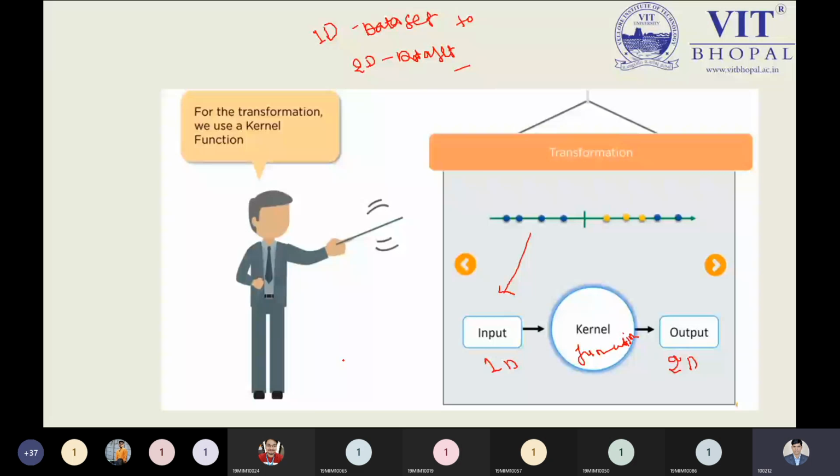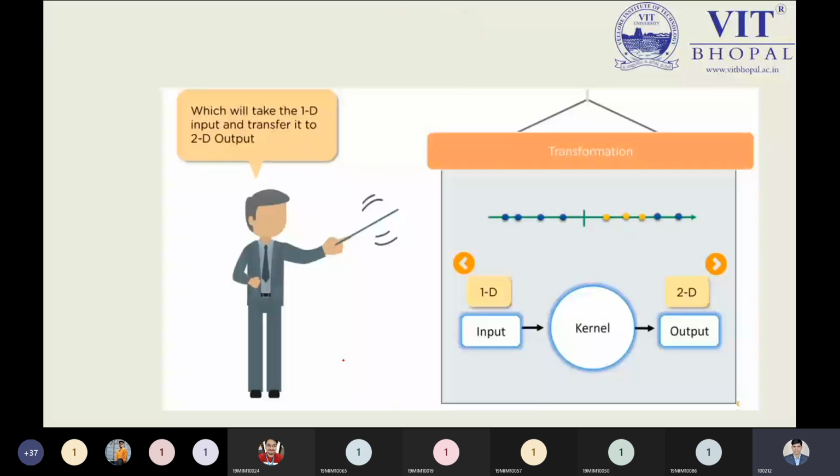Input will be given as one dimension, and output will be two dimensions. Over this slide, you can see. That is an important one. We need to keep the kernel function in mind, and I will tell you the kernel function in more detail in the next class. Don't worry. But let us understand in a simple way what is meant by the kernel function.